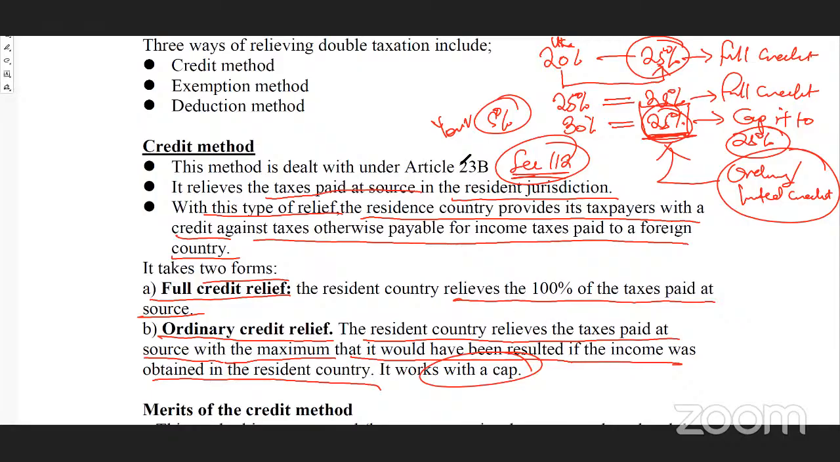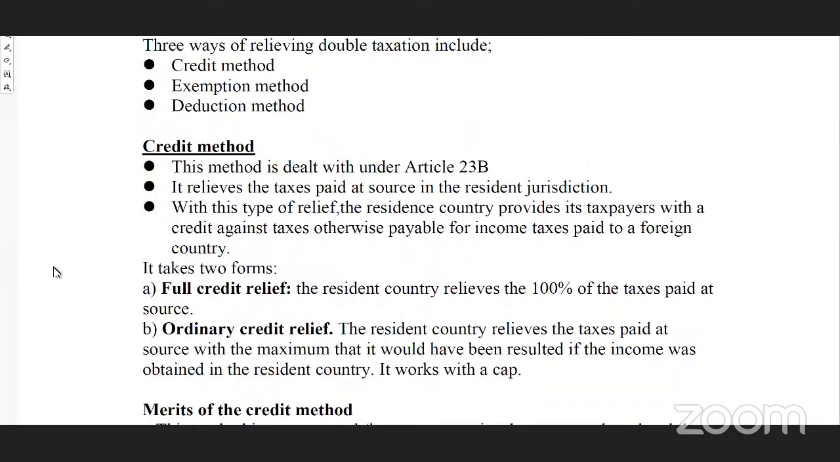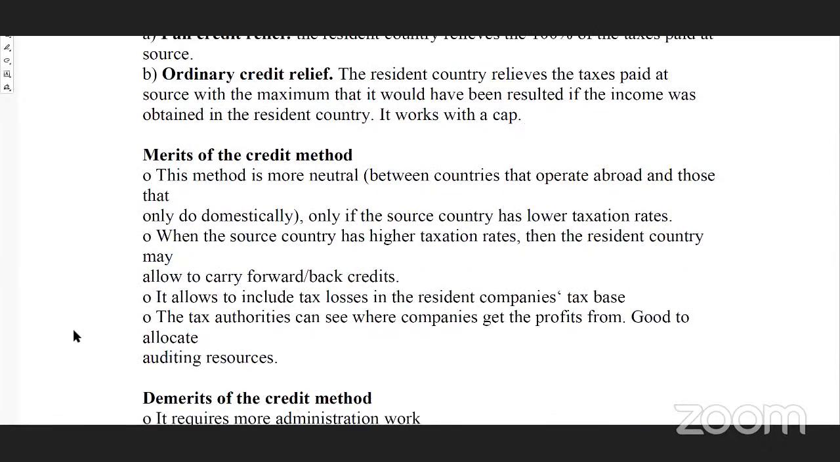Do you get the whole idea? So it means that so far as what you paid in the foreign country or the source country is more than what the resident country has, it will be limited to what the resident country has. Makes sense? So these are the two types of credits that we have. So why the credit method? It is more neutral between countries that operate abroad and those that only operate domestically. Only if the source country has what?